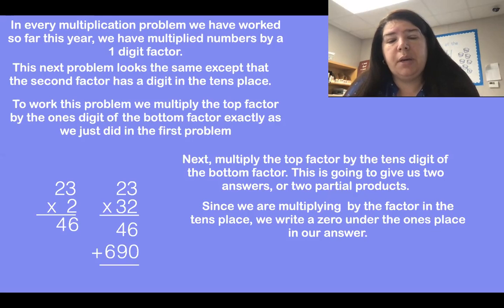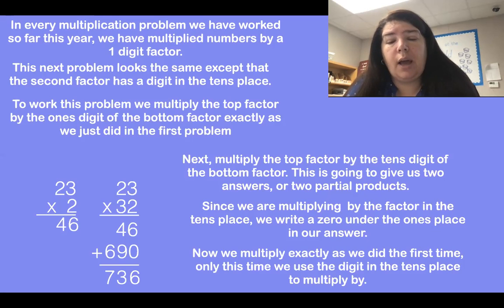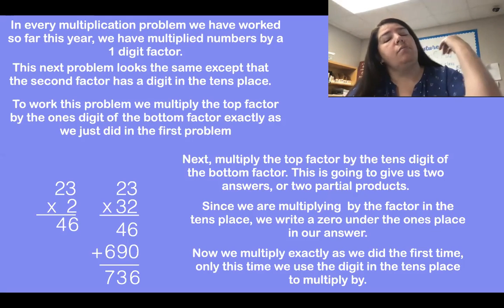Now, here's the big step. We're going to add these two partial products, okay? We're going to add them. 6 plus 0 equals 6. 4 plus 9 equals 13. Carry the 1 equals 7. Okay, we're adding. We need to add those first. It says multiply exactly as we did the first time. Only time, okay, we added that.